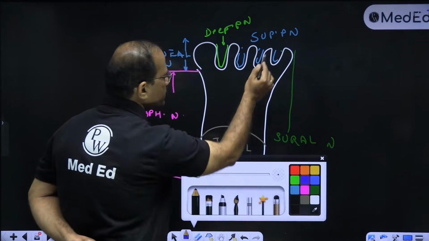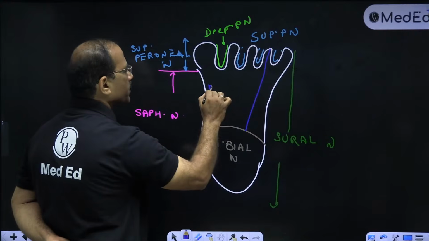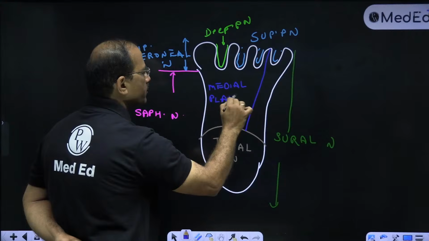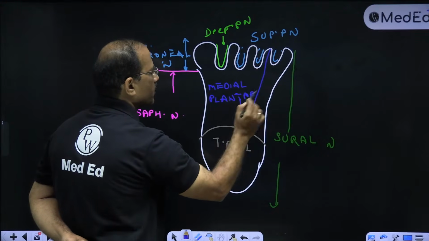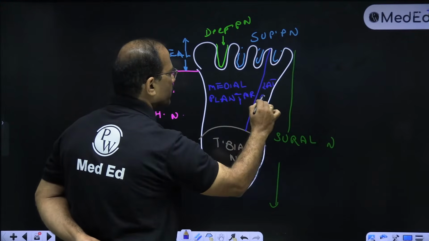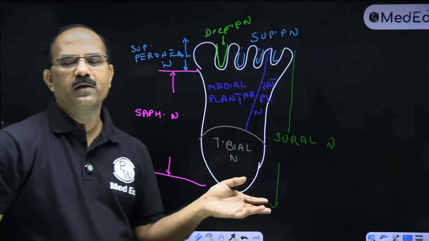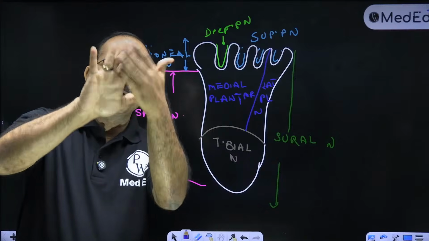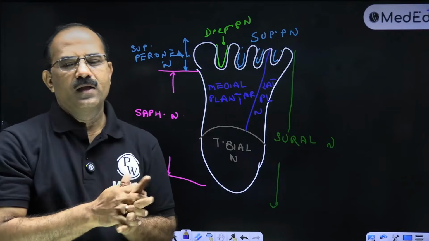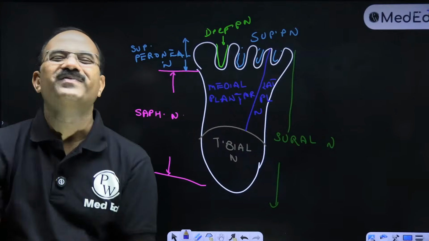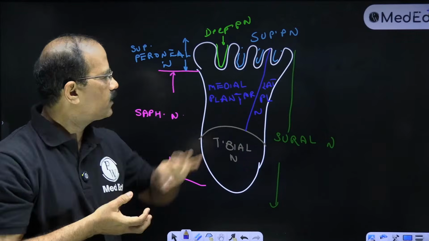3.5 fingers is supplied by medial plantar nerve, and this is lateral plantar nerve. 3.5 fingers is medial plantar, 1.5 fingers is lateral plantar. Same like median and ulnar nerve. ठीक है बच्चों, ये क्लियर है? बस this you have to know. ओके, वेरी इजी. ये डायग्राम याद रखना.